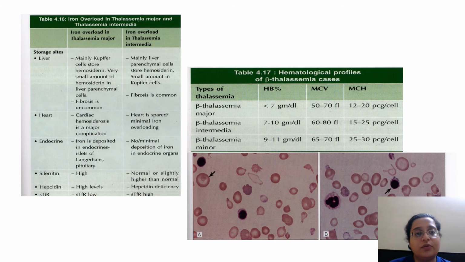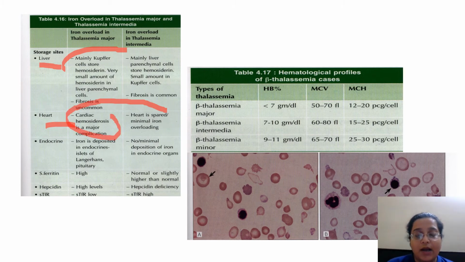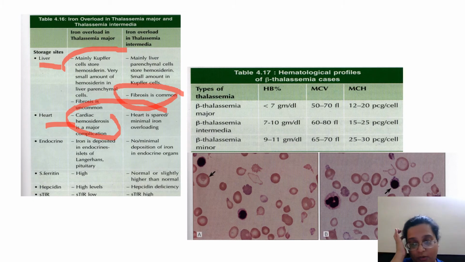What is important here is to know the difference between iron overload in thalassemia major and intermediate. Now, the storage sites in liver are, of course, the Kupffer cells, and heart, cardiac hemosiderosis. Now, cardiac problem is more common in thalassemia major as compared to minor. Fibrosis of the liver is more common in thalassemia intermediate. I know you must be thinking that if it is thalassemia major, then it should be more fibrosis, but no. There is definitely excessive deposition of iron, but fibrosis is a sign of chronicity.